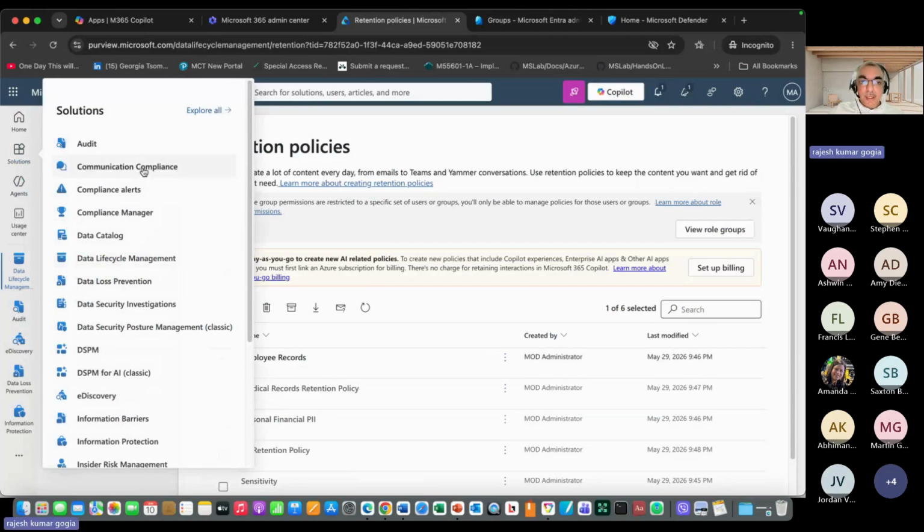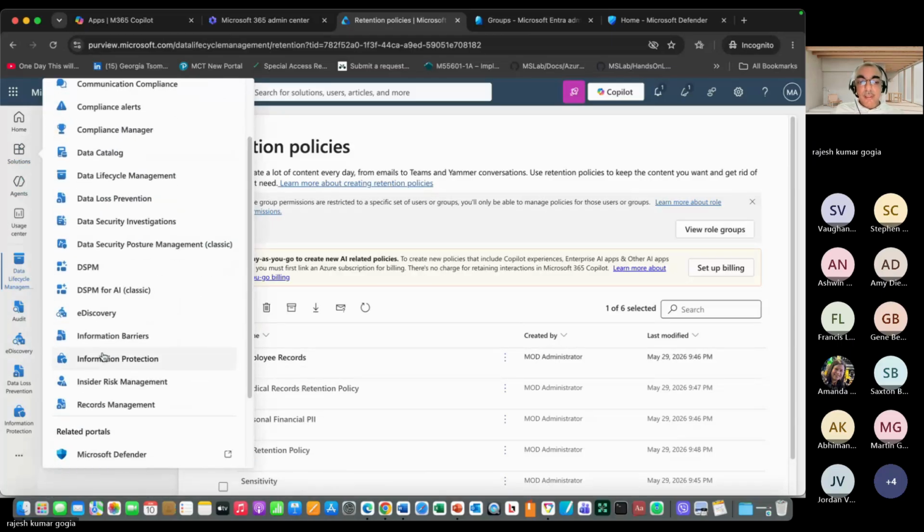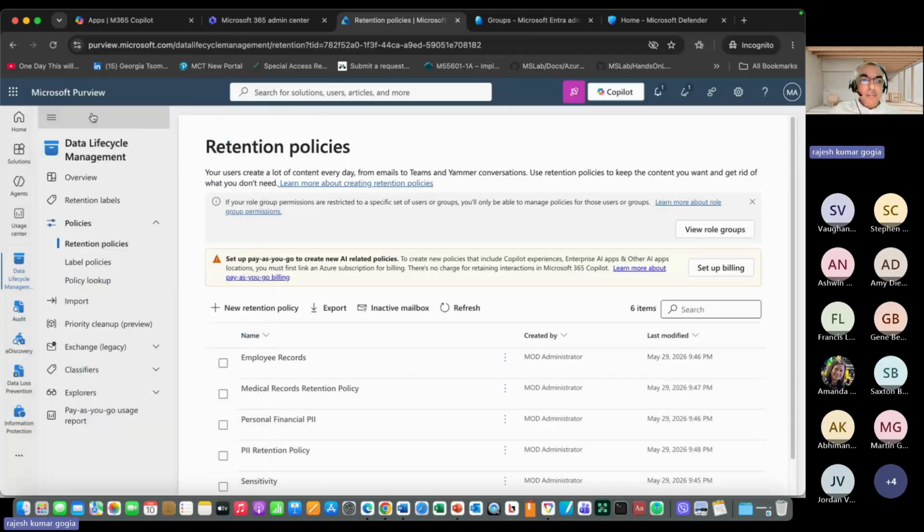whether it is your communication compliance, data lifecycle management, retention, data protection, data loss prevention, e-discovery for the legal cases, labeling, information protection, data classification. So what are these? These are nothing but the bundled solution which comes as part of Microsoft Purview. So this gives you one complete package where you can control the governance with all of these policies.